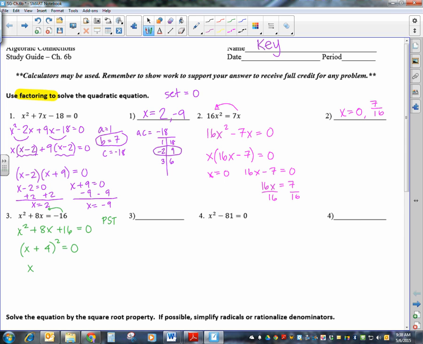And so again, I set the factor equal to 0. It's the same factor twice, so I don't need to do both of them. I just do one. Subtract 4, so x is going to equal negative 4.